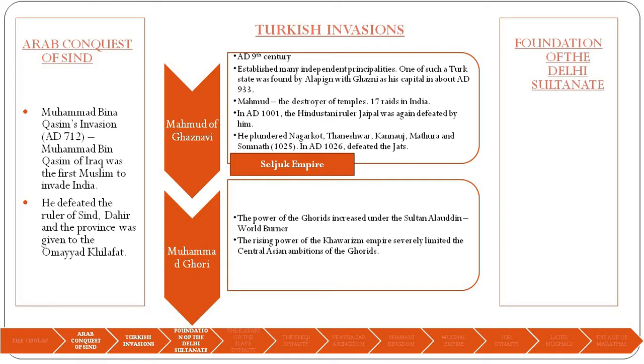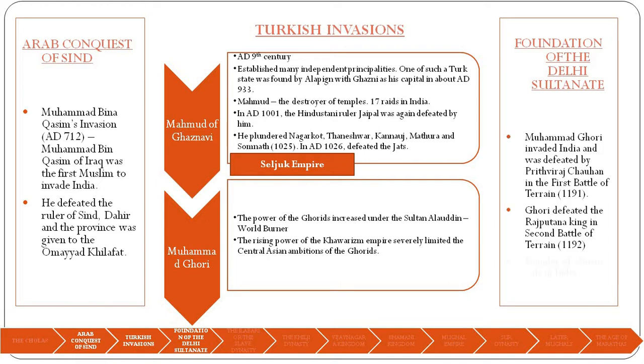Then came the foundation of the Delhi Sultanate. Muhammad Ghori invaded India and was defeated by Prithviraj Chauhan in the first battle of Tarain, which was in 1191 AD. Then Ghori defeated the Rajput king in the second battle of Tarain, which was in 1192, and laid the foundation of the Muslim dominion in India. He may be considered the founder of Muslim rule in India.